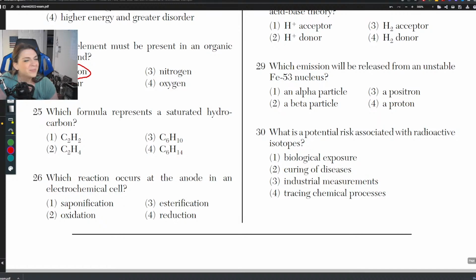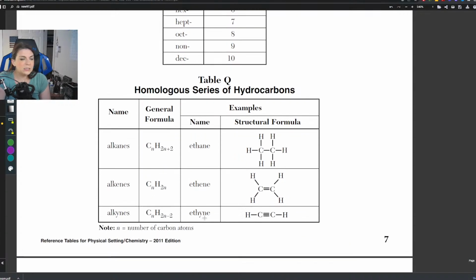Okay, 25. Which formula represents a saturated hydrocarbon? A saturated hydrocarbon would, by definition, be an alkane. So again, they're using vocabulary here to kind of figure out if you know what chemistry is. Part A is a vocabulary test. It's an applied vocabulary test. Saturated hydrocarbons are alkanes, and alkanes follow this formula here. Alkanes, remember, are carbon chains that have only single bonds.